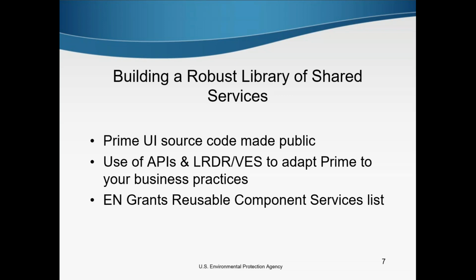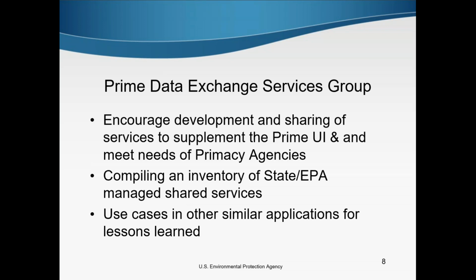And we talked a little bit about this. So building a robust library of shared services, that's one of the things that we're really interested in. So we have things to build upon: the Prime UI source code that's going to be available in the spring, APIs and the LRDR VAS, and the EN grants for usable component services list are things that we're building on, hopefully to build that resource for everyone. And Michael mentioned this morning that to that end, we've established this Prime Data Exchange Services Group. The goal of that group is to encourage development and sharing of services to supplement the Prime UI and to meet the needs of the primacy agencies.